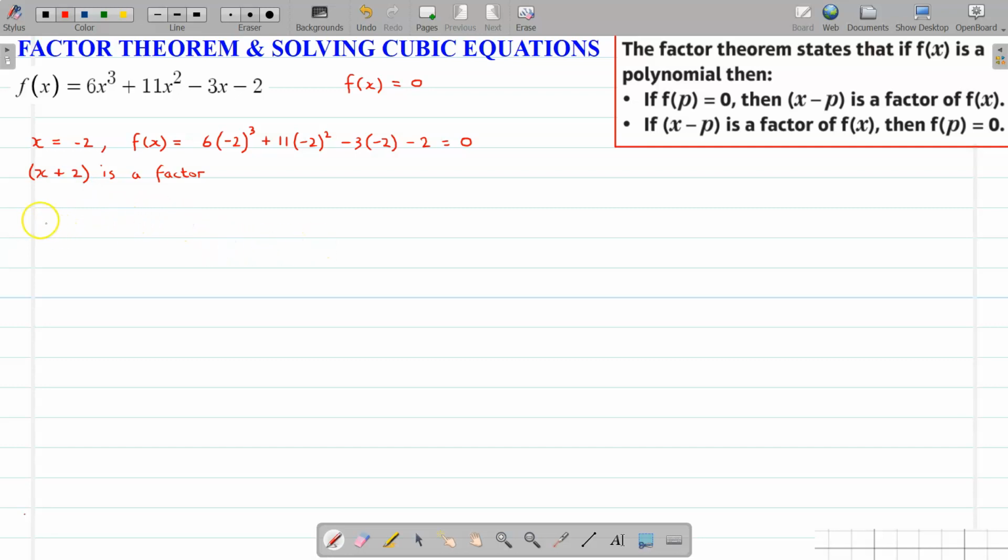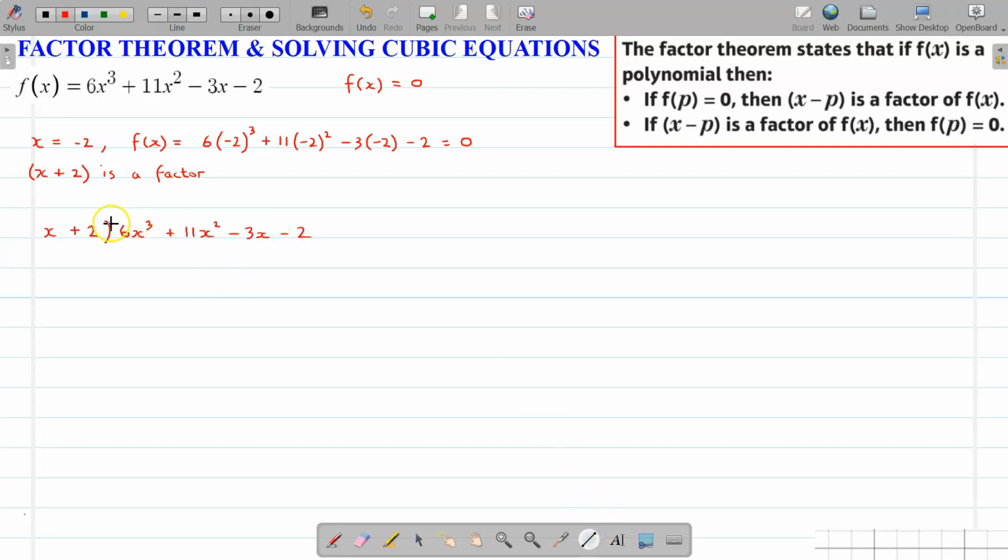I'm going to use long division first to find the remaining factors and solve it. Okay, so this is by long division. So I'll show that first. So x plus 2, I'm going to divide that into the original function, which is 6x cubed. Okay, I'm leaving a bit of space between each term, plus 11x squared minus 3x minus 2.